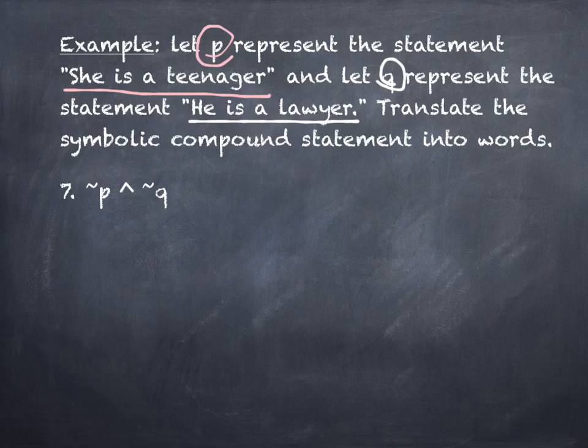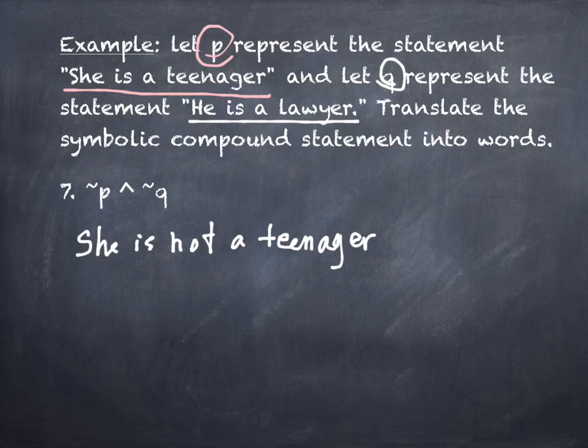Okay? You with me? All right, so if P is she is a teenager, what is tilde P? She is not a teenager. And then what about this upside down V? What symbol does that represent? That's the word and. And then we have the symbol that's a tilde and a Q. What would tilde Q mean? He is not a lawyer.